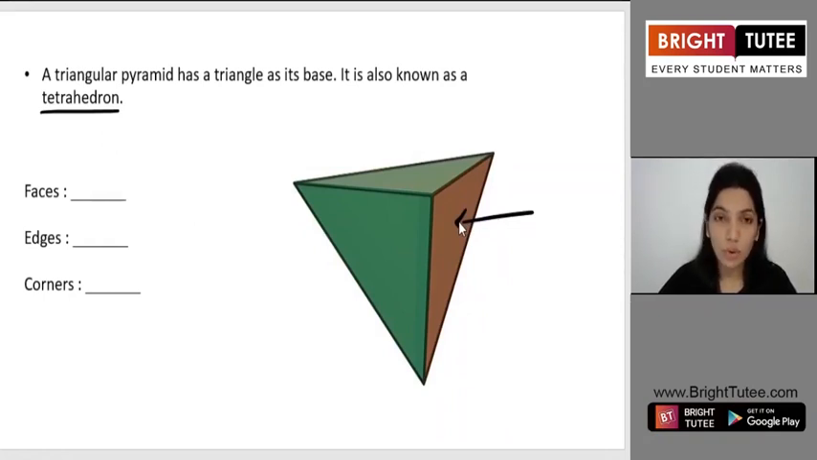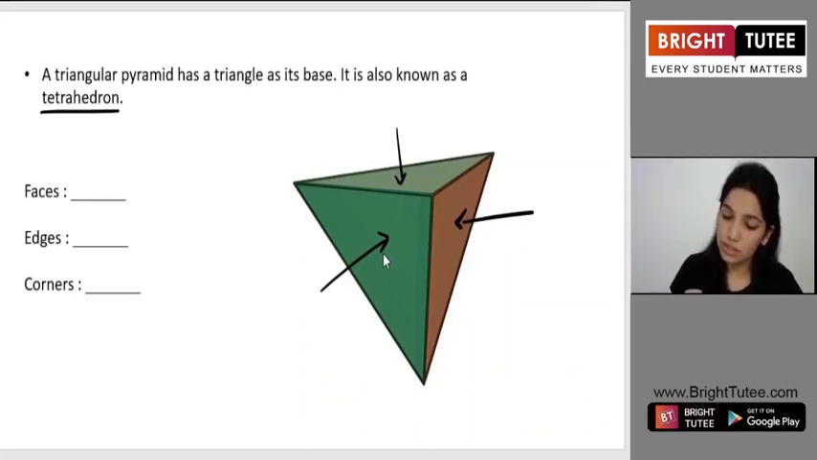Now let's count all the faces that we have. So 1, that's the bottom face, 2 over here, 3 over here, and 1 will be exactly at the back side. So we see a total of 4 faces. Is that right? Now let's count all the edges.